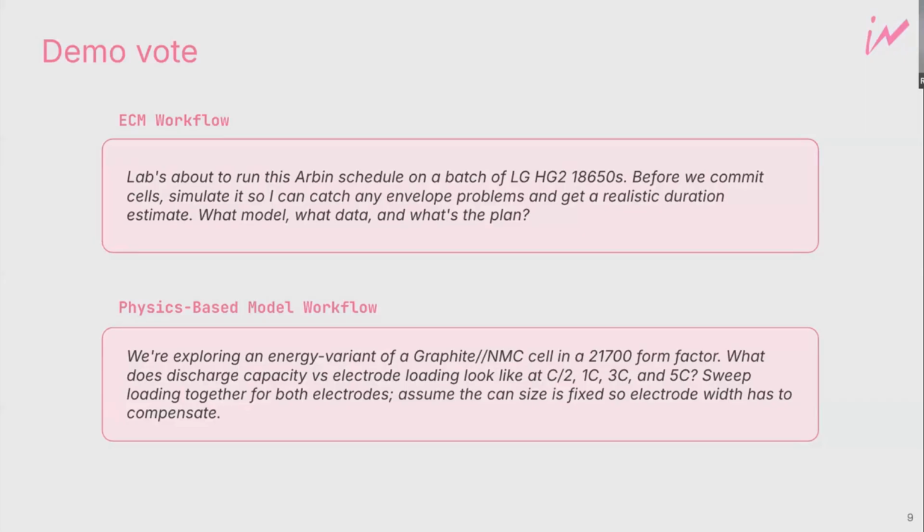And so we're going to use this decision matrix to say, what model do I need? What data do I need? What's the plan for doing that? And then the second one is one that's more geared towards physics-based modeling. So here you're looking at designing a 21700 form factor cell and trying to play with electrode loading to see how that influences the discharge capacity of the cell at different rates.